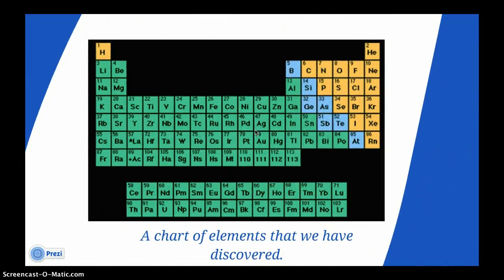This is the periodic table. The periodic table, which originated from a man named Dmitri Mendeleev, is a chart that shows all of the elements that we have discovered on Earth. The periodic table is arranged in rows according to atomic number. Elements next to each other differ by 1 in their atomic number.